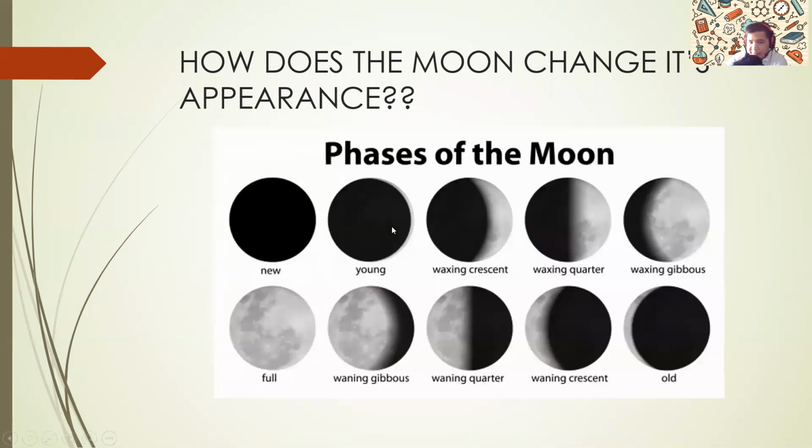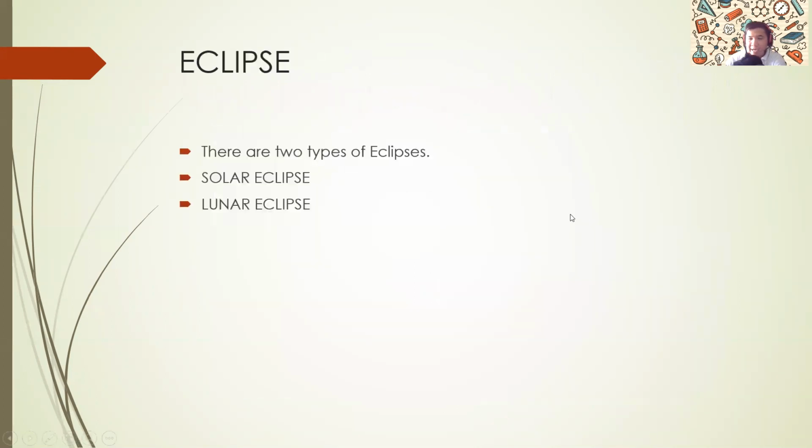We're done with that. See this? That's the same thing. The new, the young, the waxing crescent, the waxing quarter or the first quarter, the waxing gibbous, the full moon, the waning gibbous, the waning quarter, the waning crescent, and the old moon near the new moon. Now, we have what we call an eclipse.